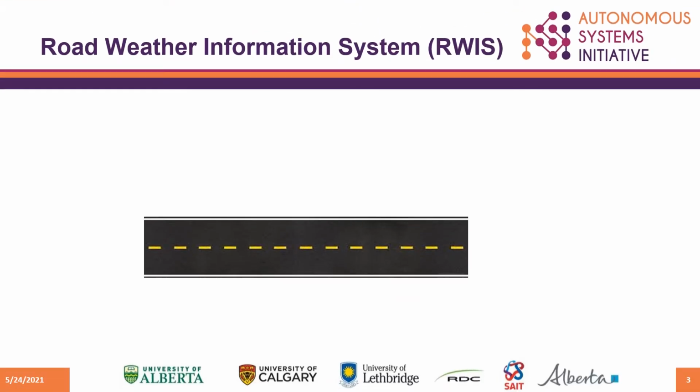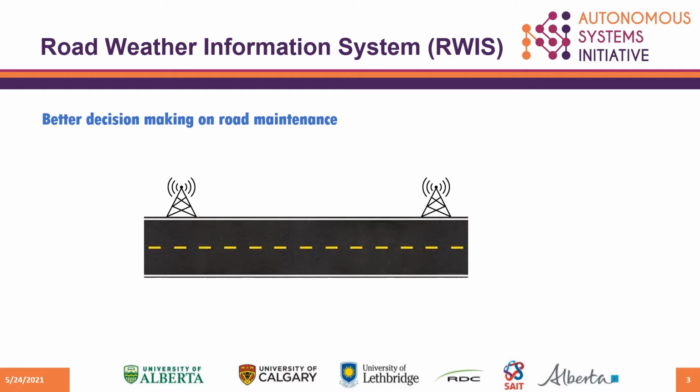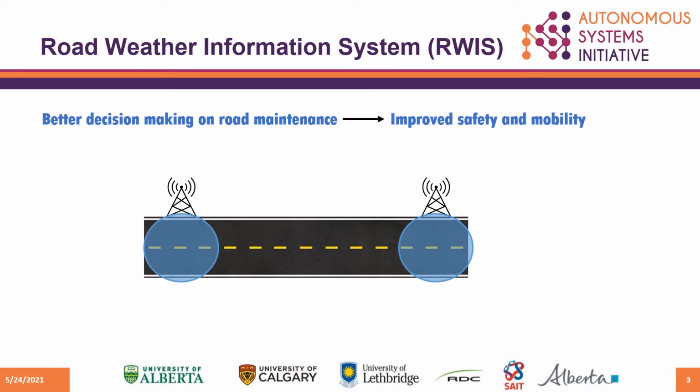To better understand road conditions, jurisdictions will use Road Weather Information System, or RWIS, to gather information like weather and pavement conditions. This information is interpreted by maintenance personnel to make more informed and timely decisions to combat winter weather, leading to improved safety and mobility. One disadvantage of using RWIS is that it provides spatially discontinuous information, providing us with only conditions of the surrounding area. Condition of the segment in between is unknown.